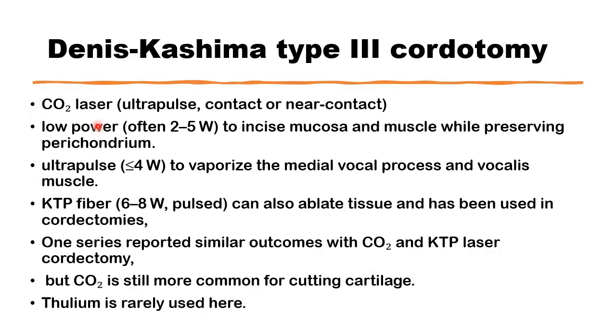In addition to the carbon dioxide ultra pulse use with the usual settings, the KTP fibers can also be used in a power between 6 and 8 watts as a pulsed mode to ablate the tissues much in the same way, and one big series had suggested that the results of the KTP is very similar to the carbon dioxide laser, but the carbon dioxide is still more common for cutting the cartilage, and thulium is rarely used in this type of operations.